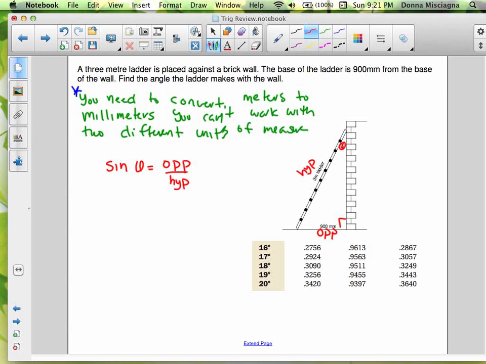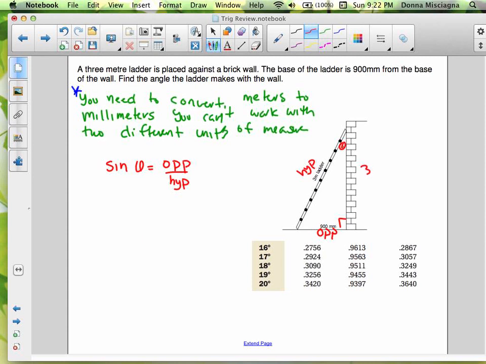Right. So before we put any measurements, we've got our formula to set up our equation. Before we put any measurements, we have to do one very important thing. We need to convert meters to millimeters. Notice that the opposite side is measured in millimeters and the hypotenuse is measured in meters, and you cannot work with two different units of measure. This will be true for any problem. If you see that you've got two units of measure, convert one to the other. I think it would be easier to convert the meters to millimeters.